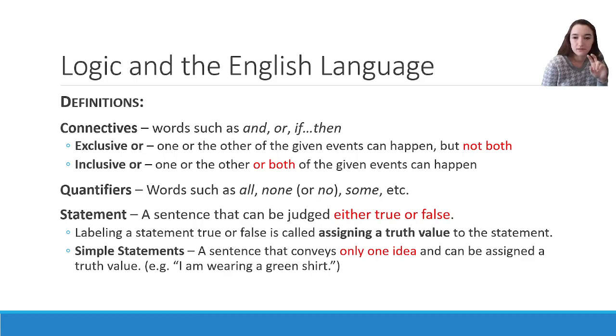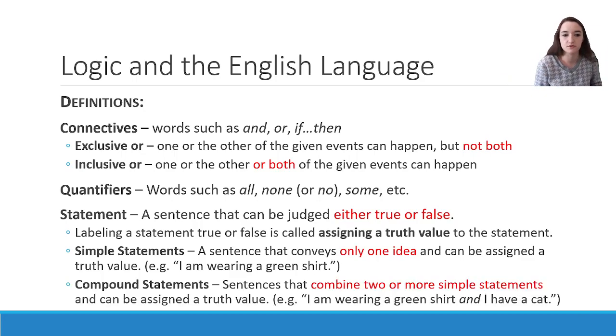So we have two types of statements we're going to talk about. First is simple statements, which is just a sentence that conveys only one idea and can be assigned a truth value. So, I am wearing a green shirt. Is that true or false? Well, right now I'm wearing a gray and white shirt. So you would just say, no, that is false, right? I conveyed exactly one idea and you can tell me whether it's true or false. So that is a simple statement.